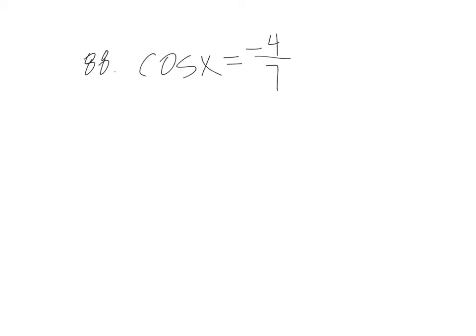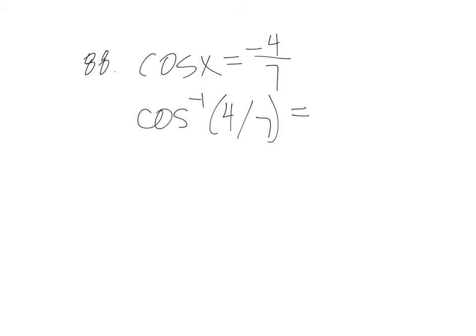Next, we have cosine x equals negative 4 over 7. Negative 4 over 7 is not a unit circle rotation. So we are simply going to use our cosine inverse function in our calculator. My suggestion is to plug in positive 4/7 rather than negative. The reason being is you're just trying to get the reference angle at this point, and then we'll deal with what rotation it truly is depending on the quadrant.